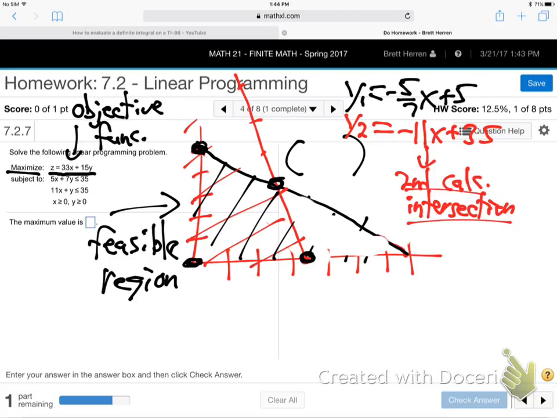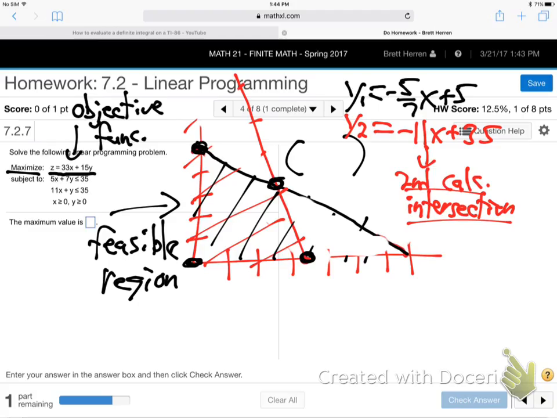Second calc, hit intersection. Anybody not have a TI? Everybody in here has TI 84 or some kind of TI. No Casios, right? Casio. Oh, you have a Casio. Mm-hmm. Okay. Do you know how to do intersection on the Casio? No. I thought it was just Kevin. So you have a Casio as well. Okay.